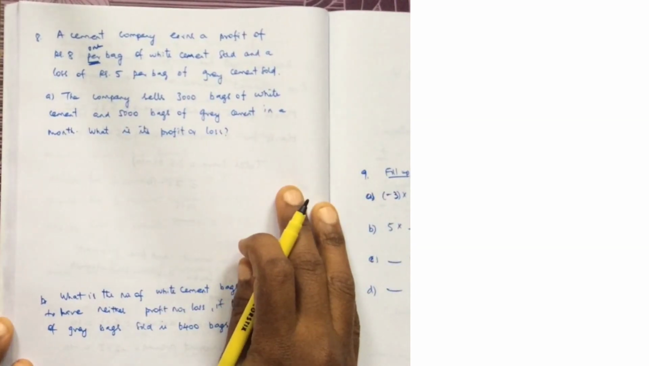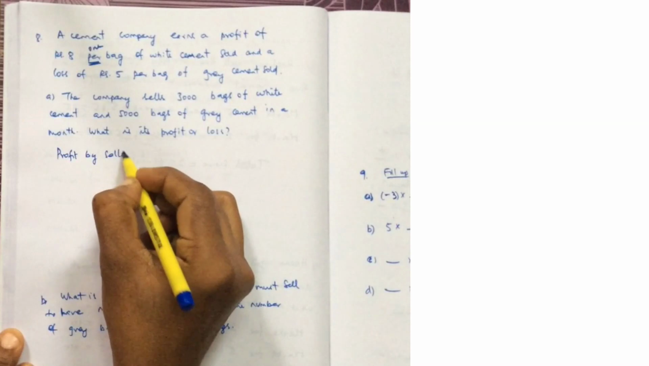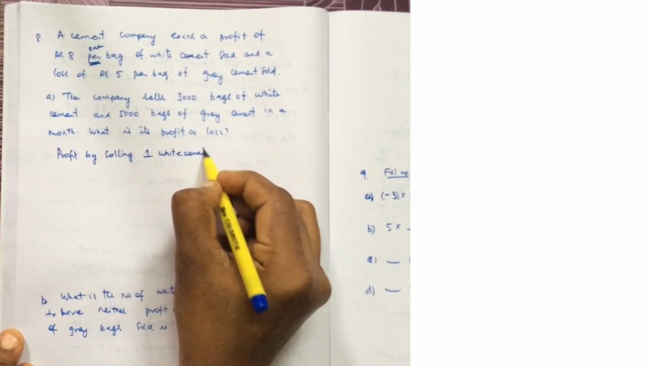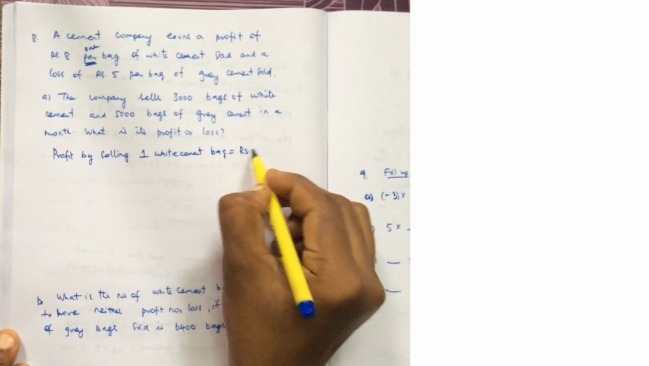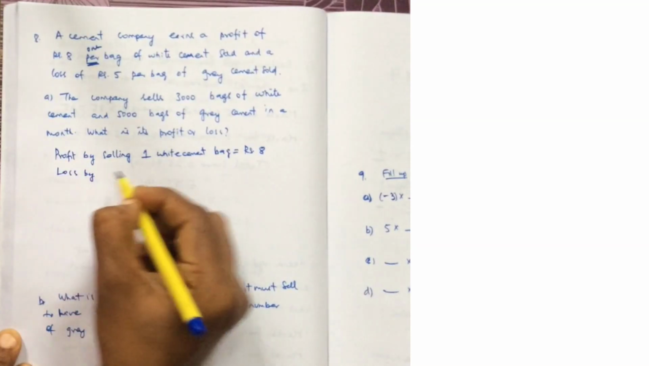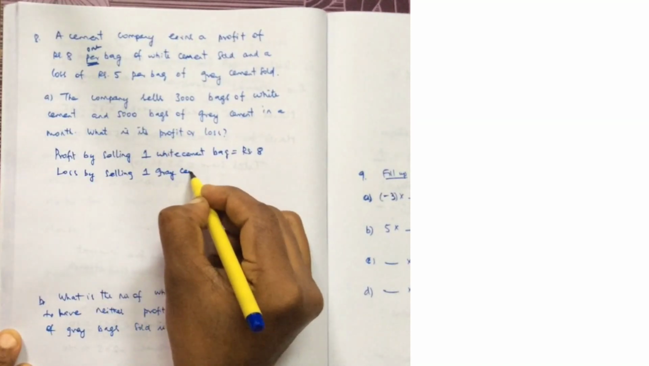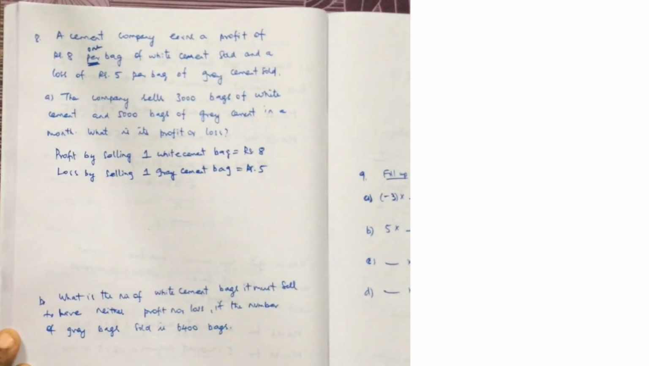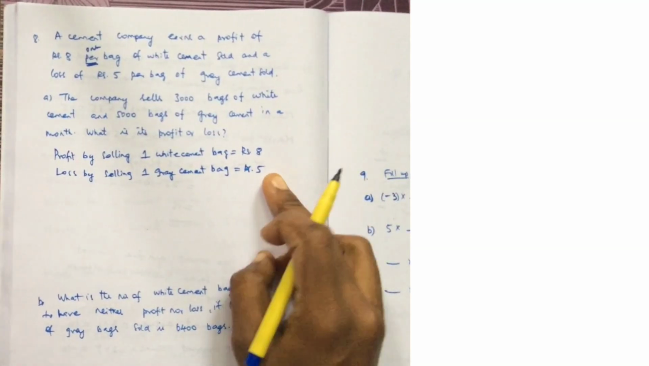First let me write the profit by selling one white cement bag. What is the profit if they sell one white cement bag? That is rupees 8. What is the loss by selling one grey cement bag? That is rupees 5. They are earning 8 rupees here, and here they are losing 5 rupees. This is what is given here.